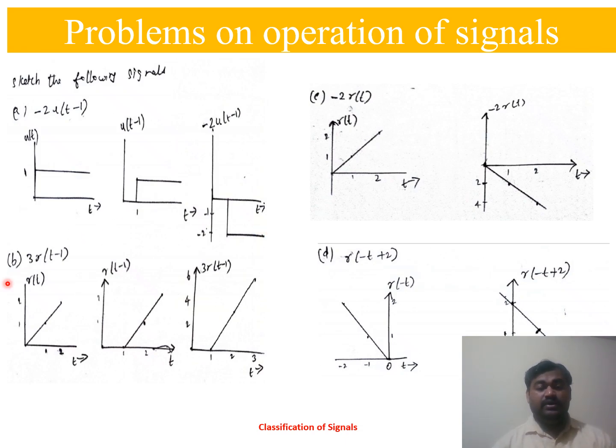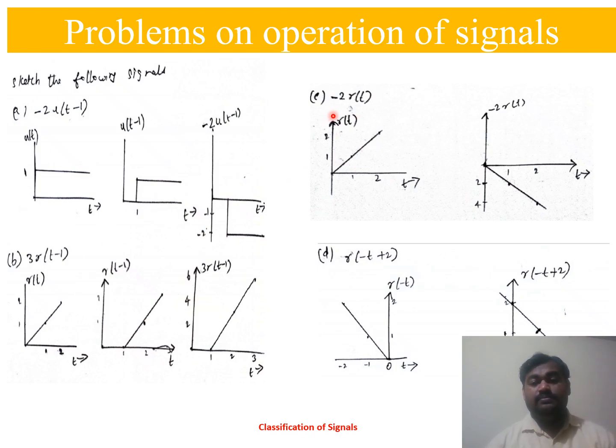First one over. Second one, 3 r of t minus 1. How to find it? Draw 3 r of t minus 1. For that, you have to draw r of t. What is r of t? r of t equals t for t greater than 0, and 0 for t less than 0. Just draw the ramp signal. r of t minus 1, delay the ramp signal by 1 unit. Instead of starting at 0, starting with 1. Amplitude scaling, multiply by 3. So 1 into 3, 3. Similarly, it goes on.